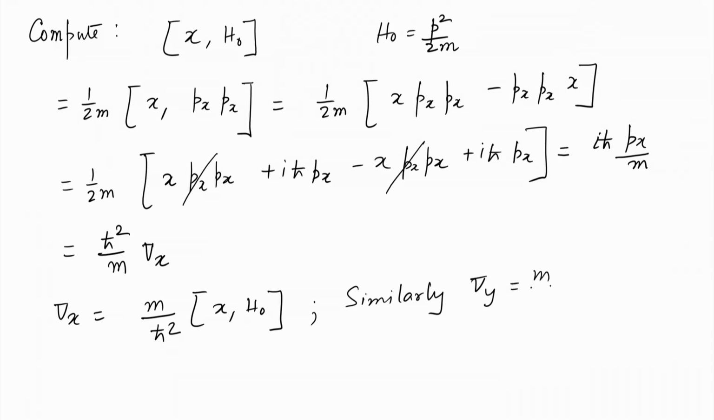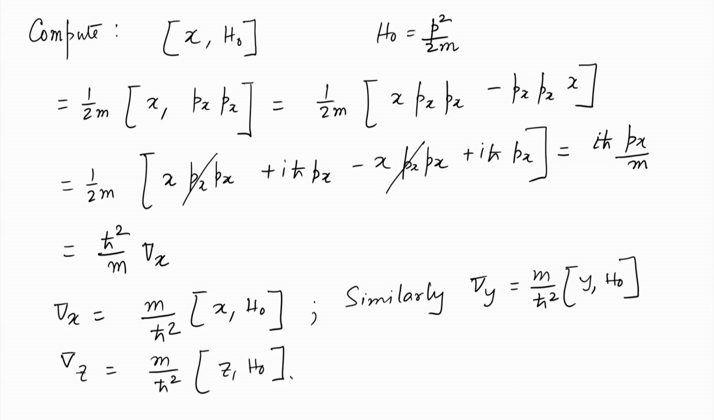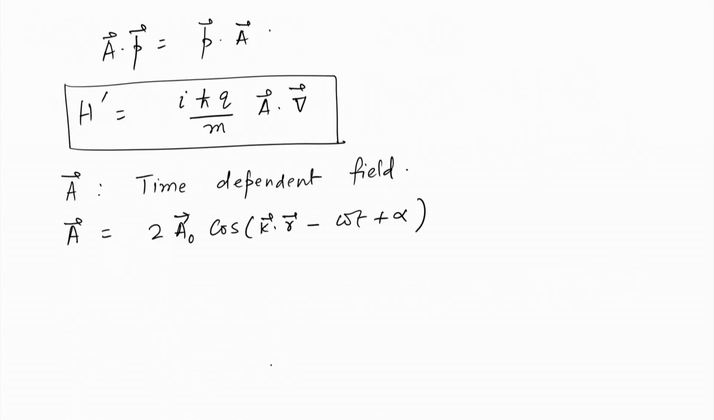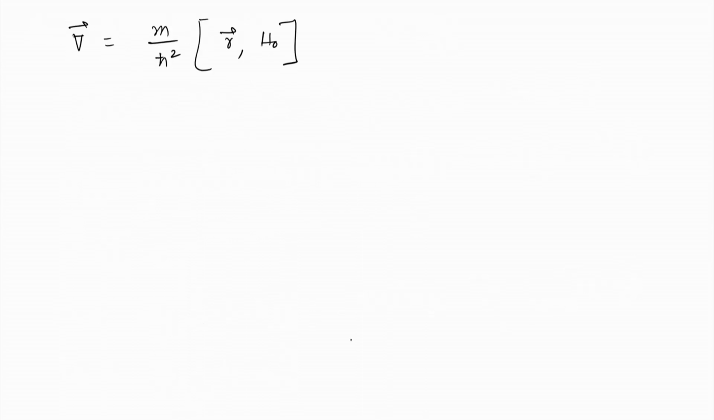y equal to m by h cross square y h naught, and z is equal to m by h cross square z h naught, and so on, and that tells that delta is equal to m by h cross square, and then it is an r vector which commutes with this. So, we can actually replace in the perturbation term this delta by the A dot and the commutation of this R and H.